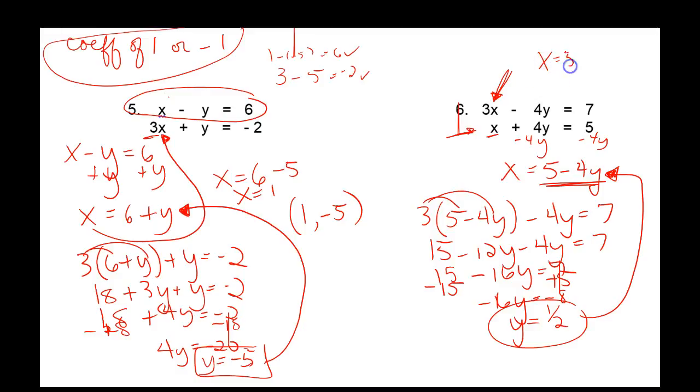x equals 5 minus 4. I'll substitute in the 1/2. 4 times 1/2 is 2. 5 minus 2 is 3. My point should be (3, 1/2). So let me eyeball this. 9 minus 2 is 7. 3 plus 2 is 5. It works. Okay? So I think we did 4 examples of substitution.